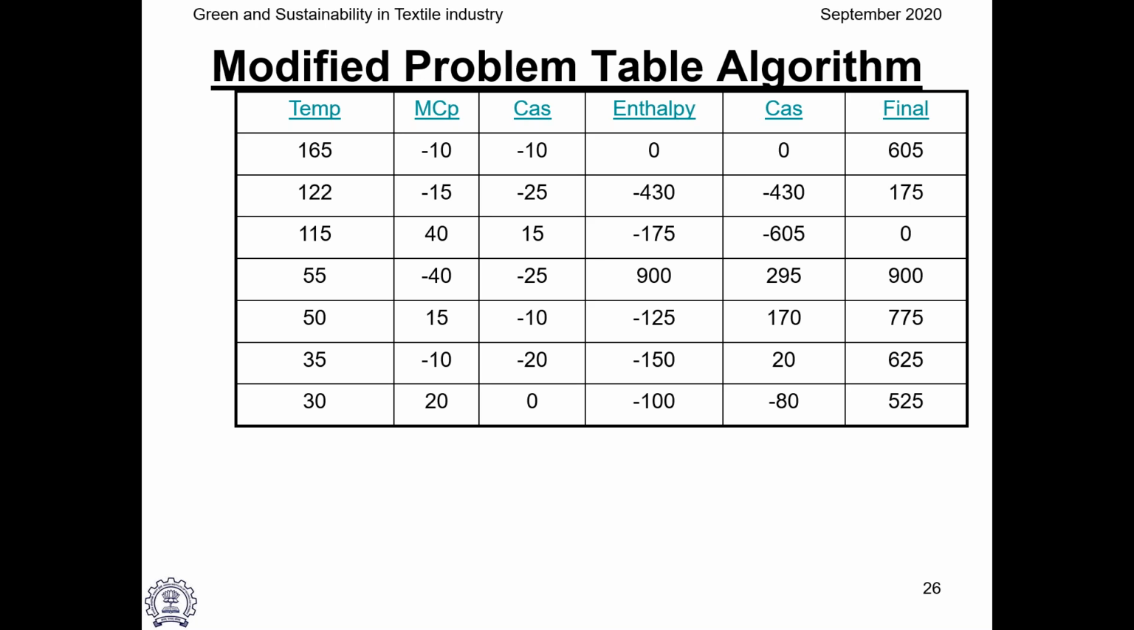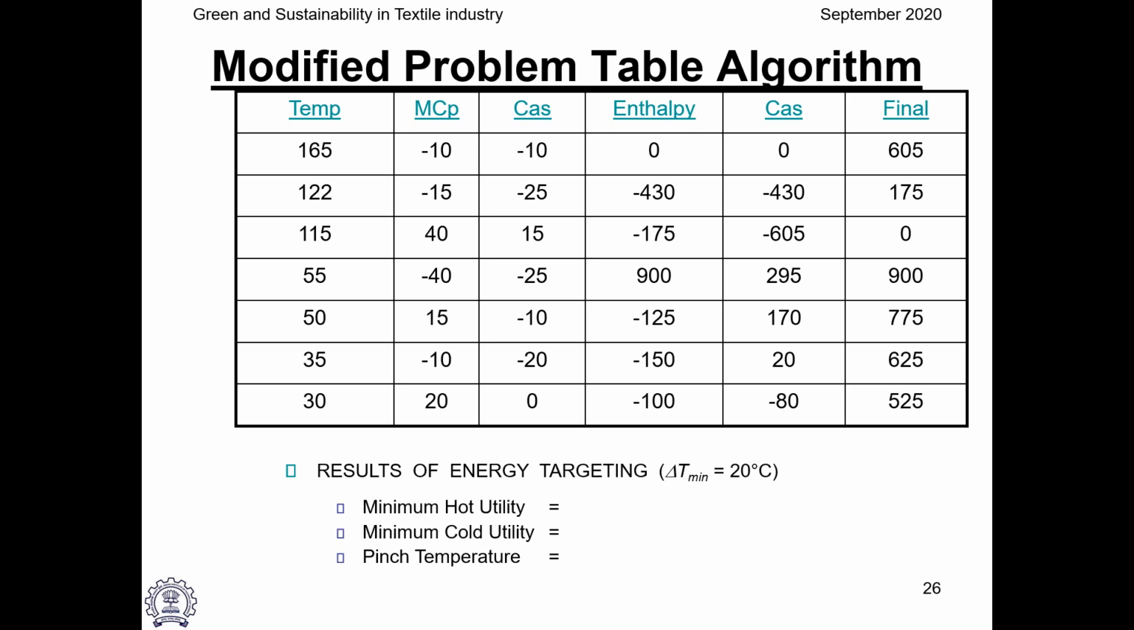What is the interpretation? What are the important ones? Finally we are going to look at all three: the minimum hot utility requirement, the minimum cold utility requirement, and the pinch temperature. Remember, delta T min is not the pinch temperature. However, there will be some pinch temperature where the temperature difference is actually 20 degrees. The first thing we look at is the top of this final column, 605.